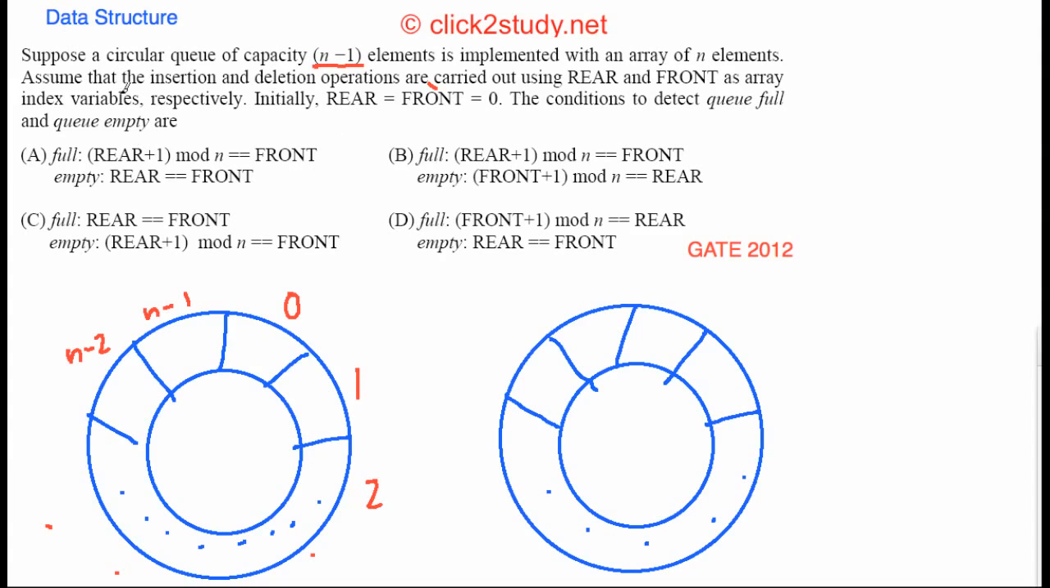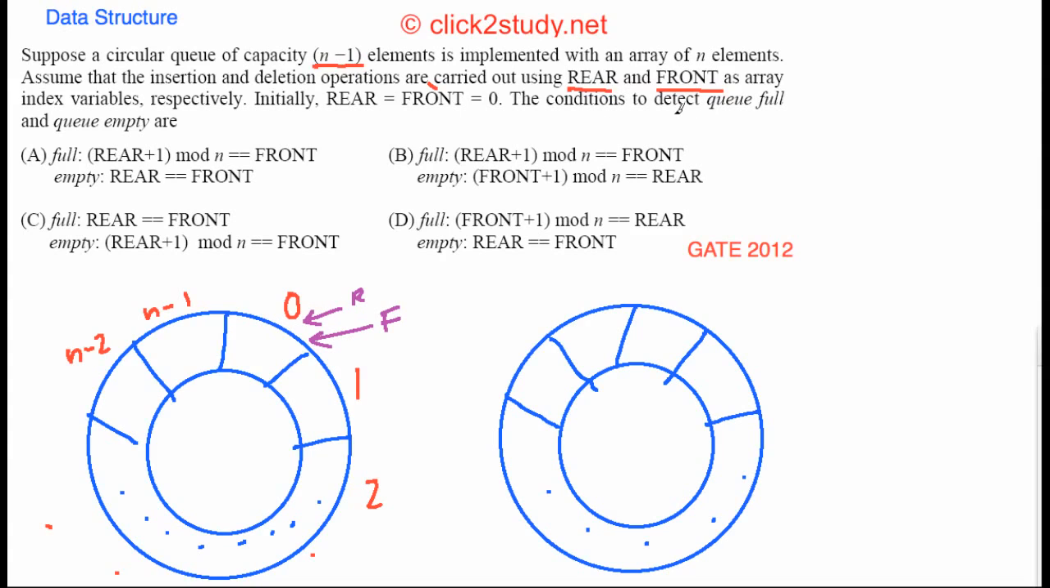Okay, and then you have to assume that the insertion and deletion operations are carried out using rear and front as array index variables. Okay, so the front and the rear. So in the beginning, rear and front are both 0. So when you start working on this circular queue, this is your rear. I'll just write R for rear and F for front, and this is your front. They both are 0 in the beginning. There is nothing in this circular queue.